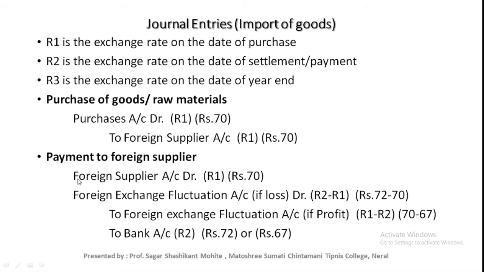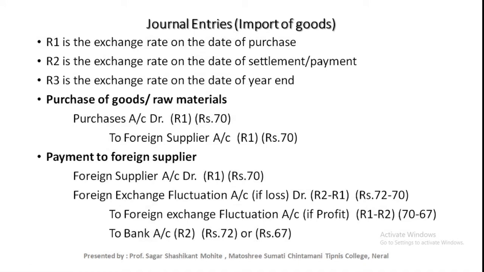So at the time of loss, the entry will be foreign supplier account debit, foreign exchange fluctuation account debit, to bank account. And if there is a profit, the entry will be foreign supplier account debit, to bank account, to foreign exchange fluctuation account. Okay, the base rate is 70, that is R1 is 70. R2 means the settlement date or payment date exchange rate. On the date of payment the rate will be R2.